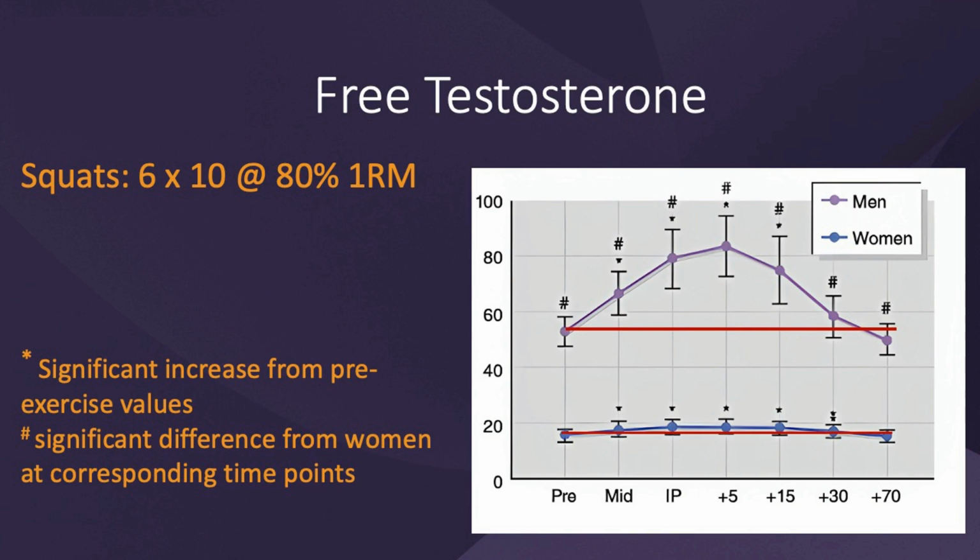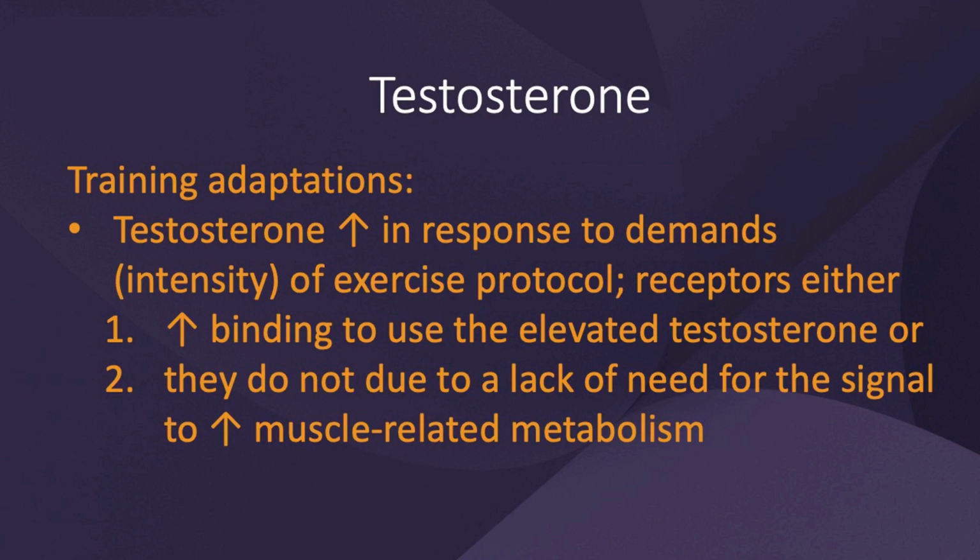So what this is showing us is that after exercise, testosterone increases in response to the demands of the exercise protocol. And then the receptors will either increase their binding availability or they'll do nothing because perhaps there's a lack of a signal to increase the muscle-related metabolism. Remember, it's both the free testosterone circulating in the blood and the receptor availability on the muscle that will control the hormone to target tissue interaction.